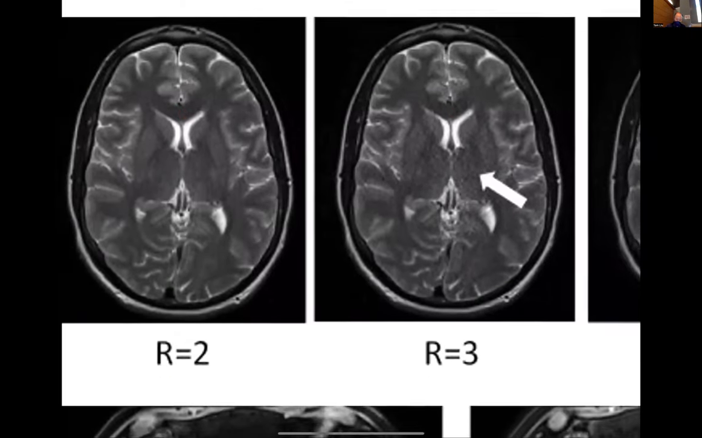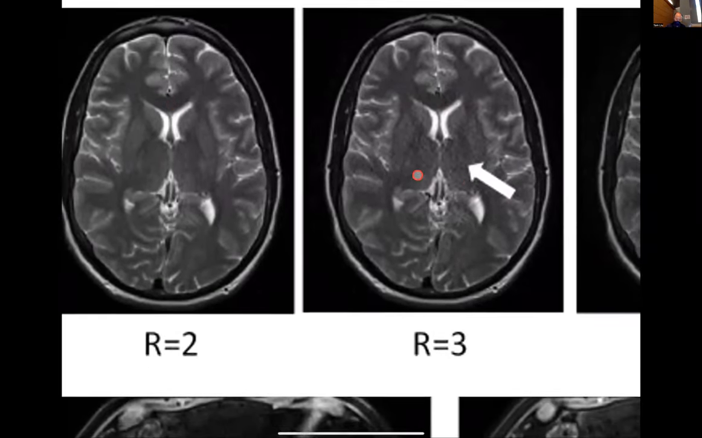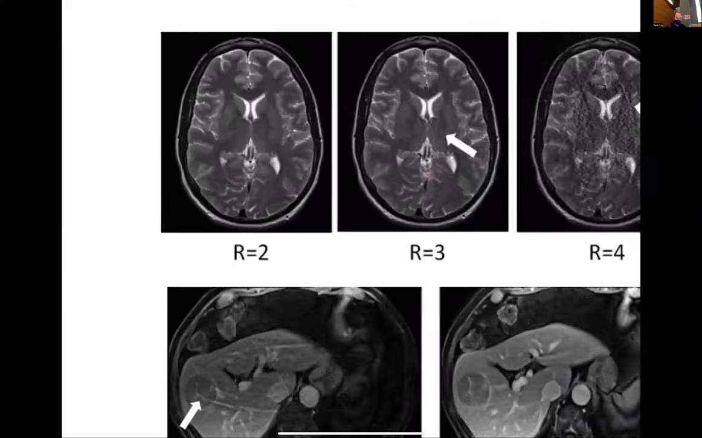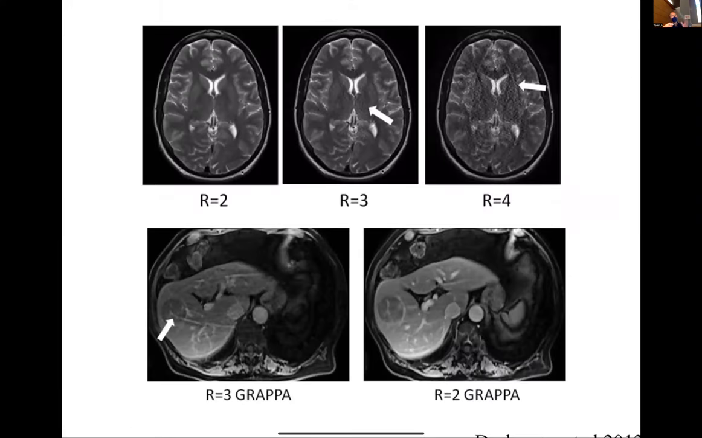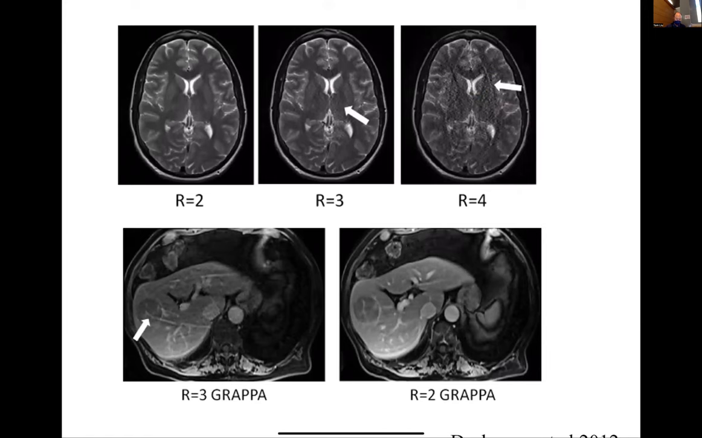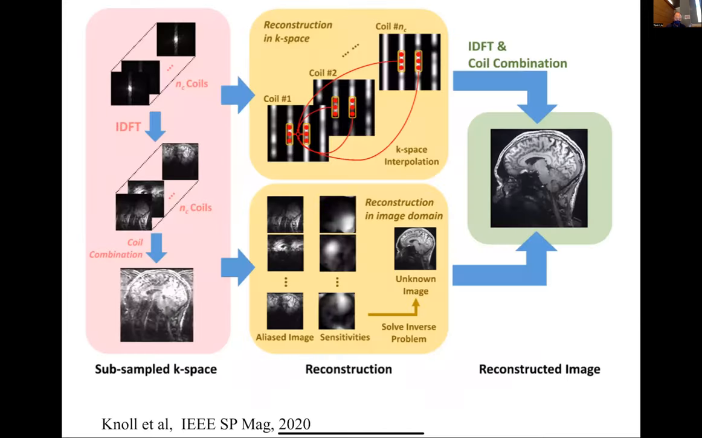This looks like a pretty good image. At R of 3, you're starting to see some amplification. So this implies that for this coil, the G factor is such that you're getting noisy amplification in these regions. Okay. So you'd have to go back and either change something about your acquisition or change your coil.